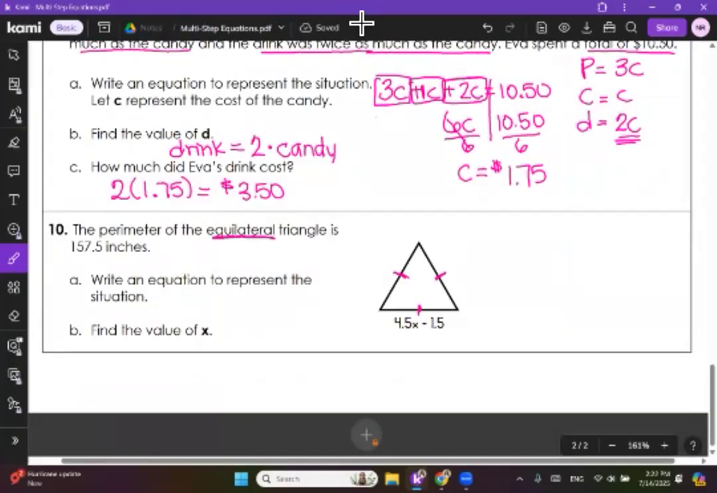Perimeter means to do what? Add all the sides. But if all the sides are equal, what can we do? We just say that the perimeter is 3 times one of the sides. That's an S. Now it tells us that the perimeter is 157.5. So we're just going to take this 3 and multiply it by 4.5x minus 1.5. And there's our equation.